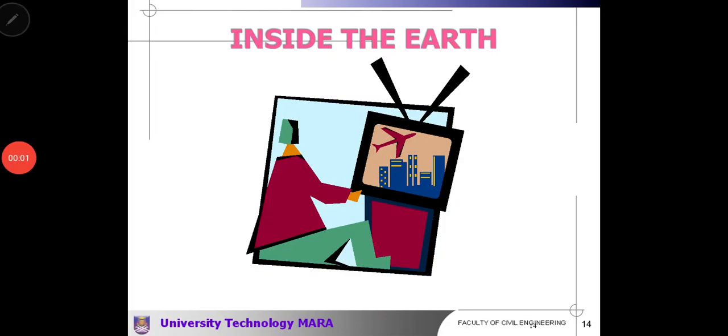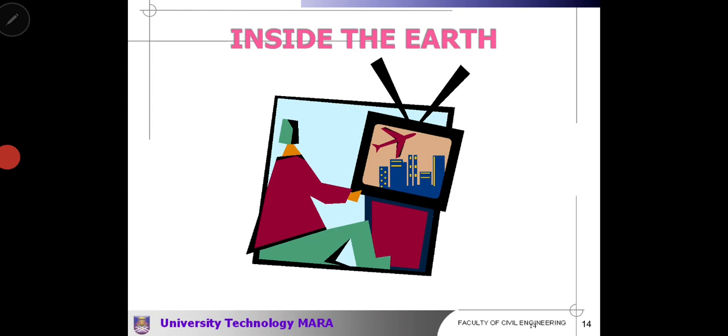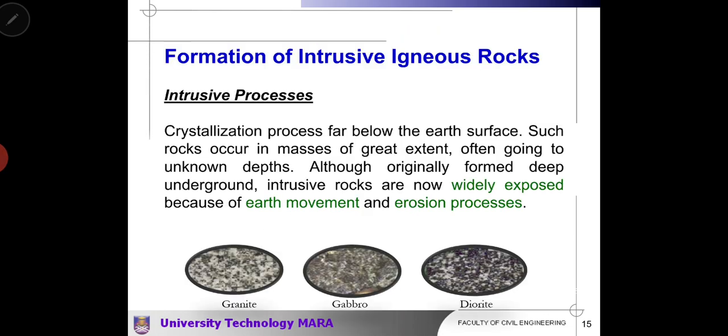Hi, this is the second part of the discussion about igneous rock. We need to look at what is inside the earth. Whatever cooling process happens inside the earth's crust, we call it the intrusive process. This process is very slow, and the magma occupies spaces which are different in size and shape.